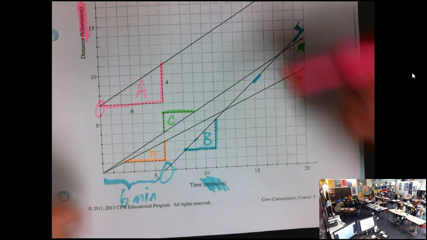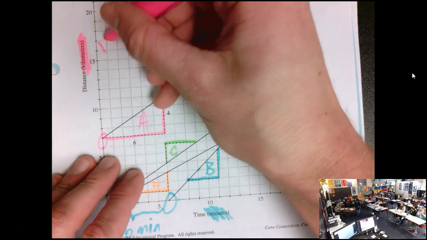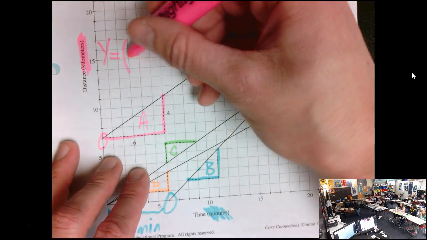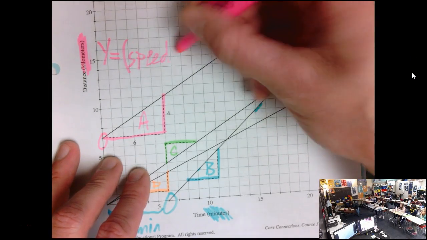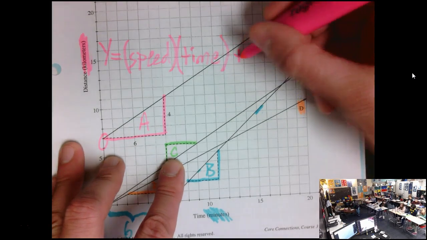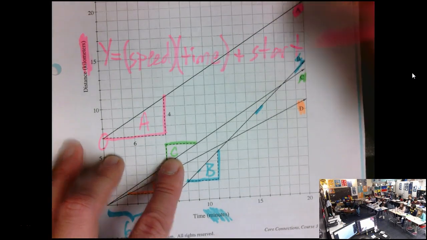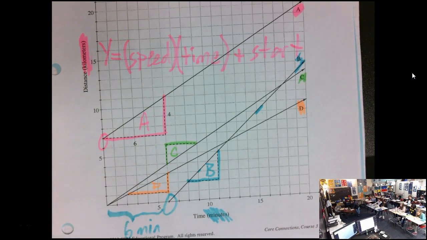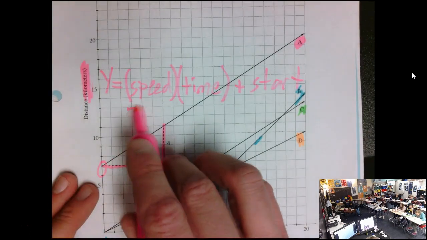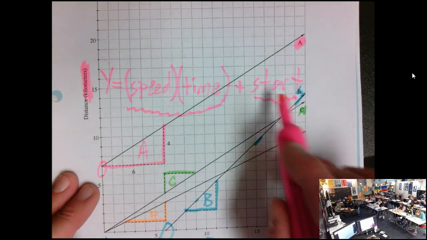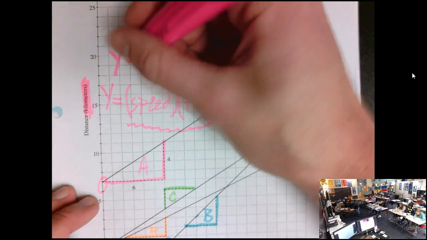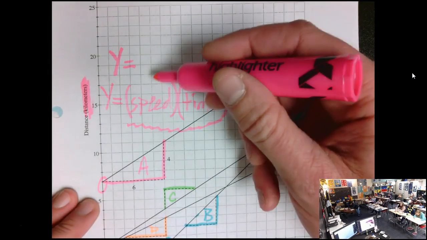When we talk about the equation of these lines, and I'd like you to write this somewhere on your sheet, our equation will be the speed, which is our slope, times the amount of time, plus the start location. The other way we can say this is it's your start plus your progress. Start plus progress.